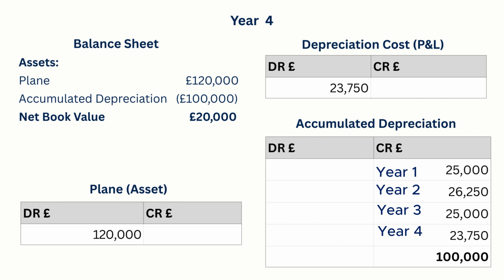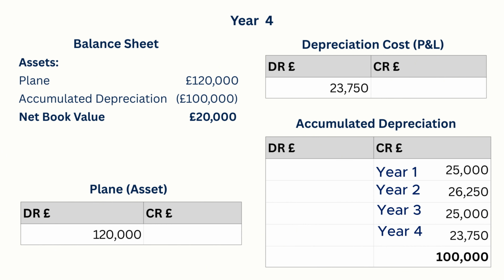This slide brings everything together in year 4. On the profit and loss account, depreciation expense for year 4 is £23,750. This reflects the actual usage of the plane during year 4. The plane remains recorded at its original cost of £120,000 on the balance sheet. Accumulated depreciation is now £100,000.